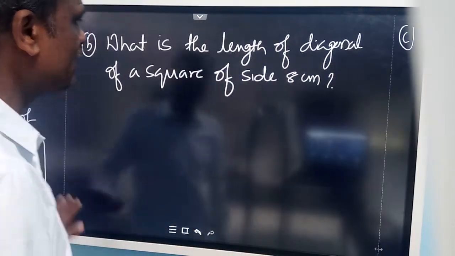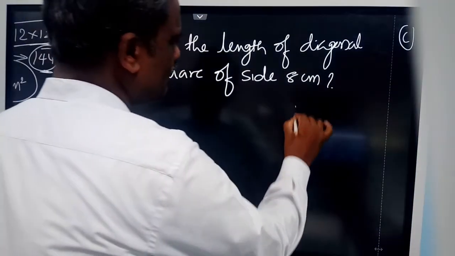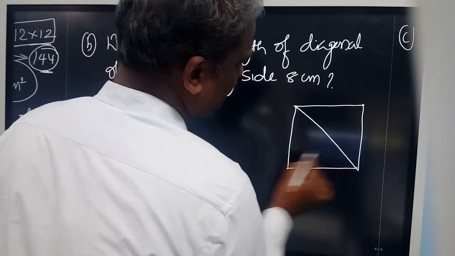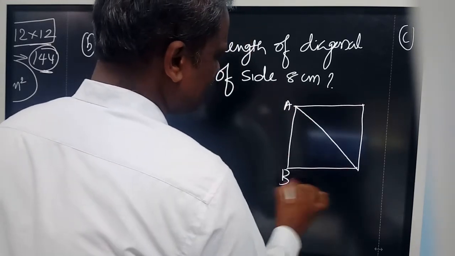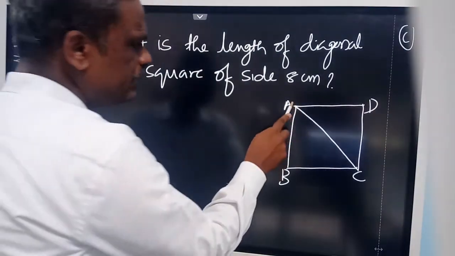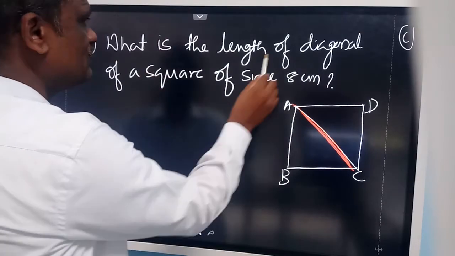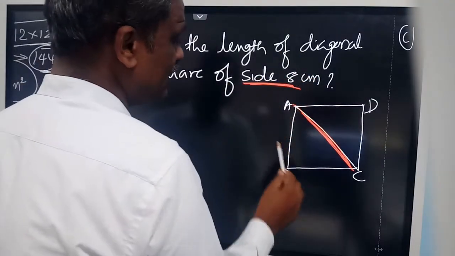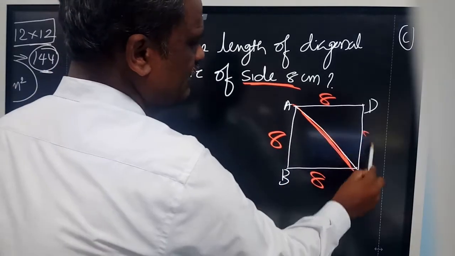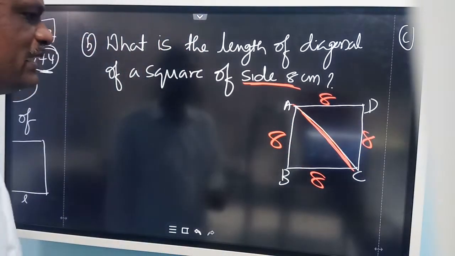Now let us see one more example. What is the length of the diagonal of a square of side 8 cm? Again one square is given. Diagonal means this one. Suppose I take ABCD as a square, here AC will be the diagonal. You need to calculate the length of this diagonal. The side of the square is 8 cm. This is 8 and this is 8, all the sides are equal. So using this, you have to find out the length of AC.